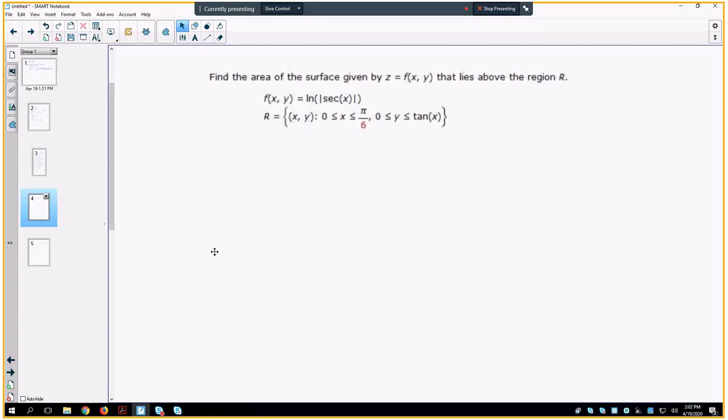Let's look at another example of finding surface area. The function we're given is f of x and y equal to natural log absolute value of secant of x. And the region is all of the ordered pairs x and y such that the x coordinate is between 0 and pi over 6, the y coordinate is between 0 and tangent of x.